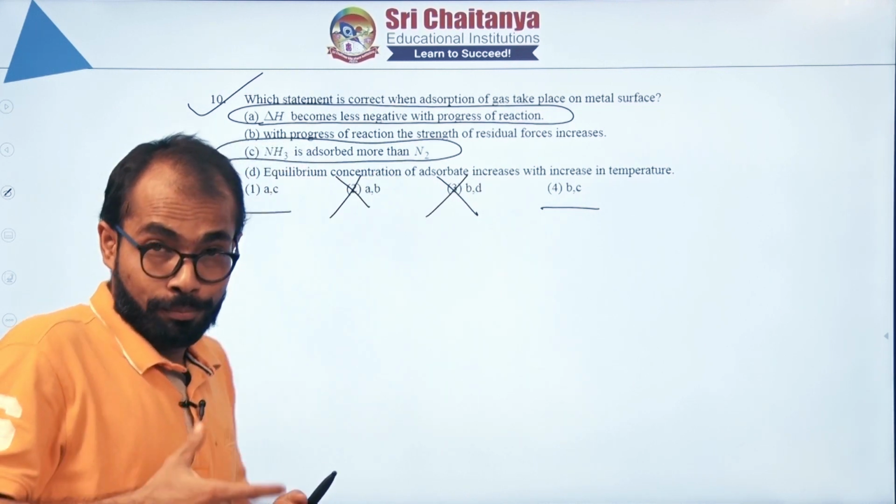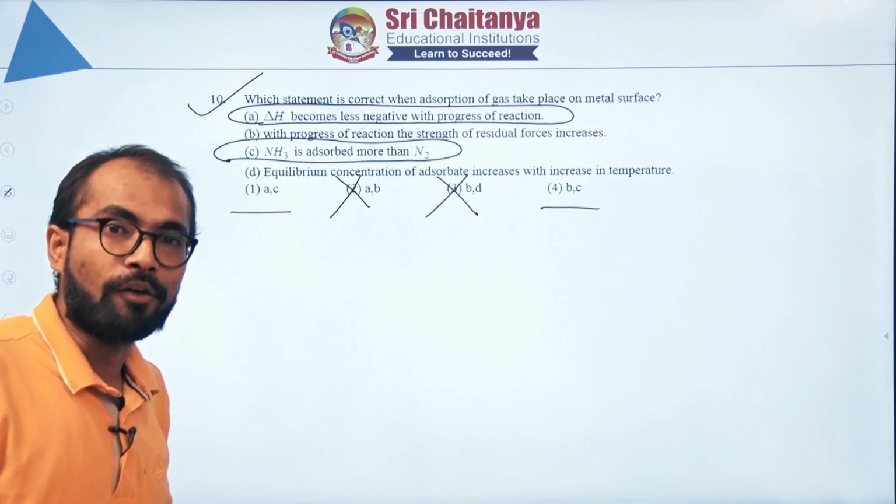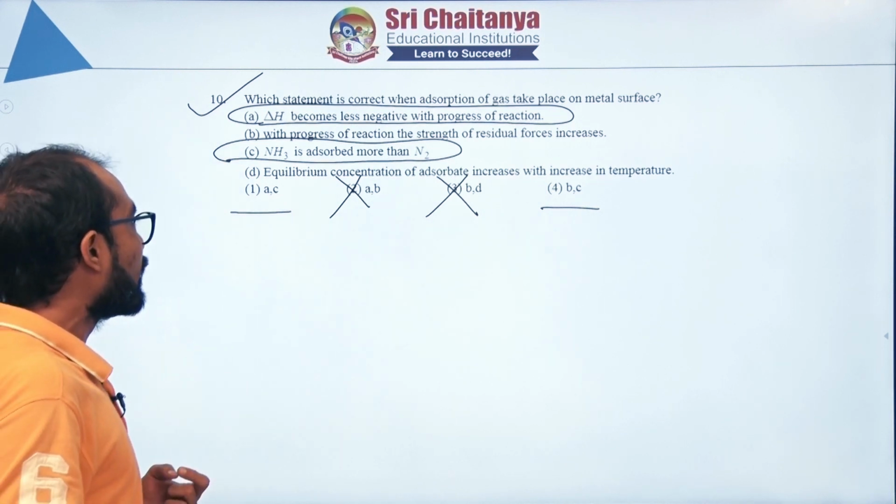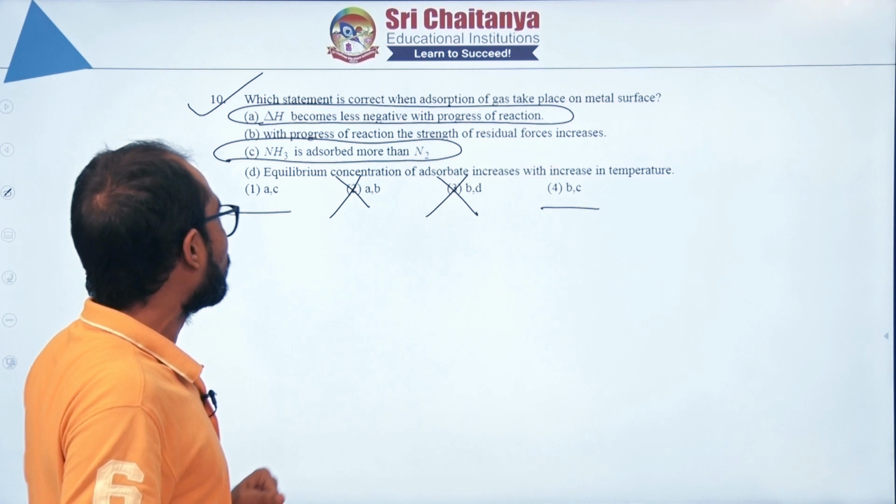Now, if I do that, my probability of getting the answer correct is now 50%. So, therefore, the elimination technique is always advisable in this kind of situation.